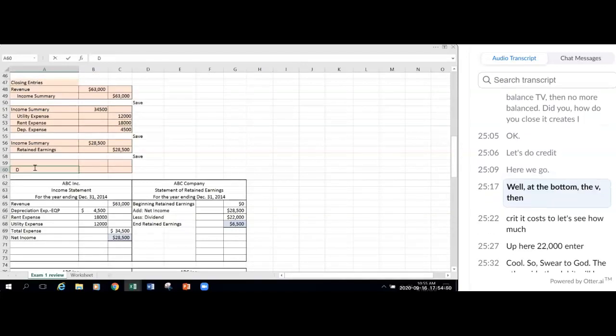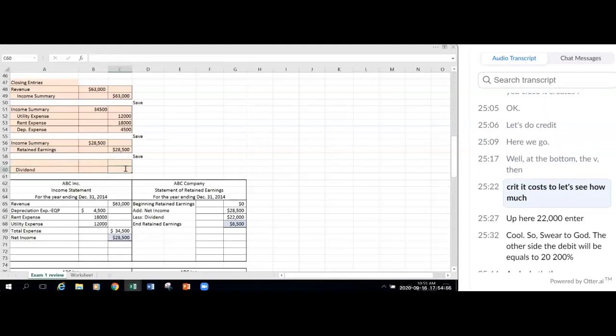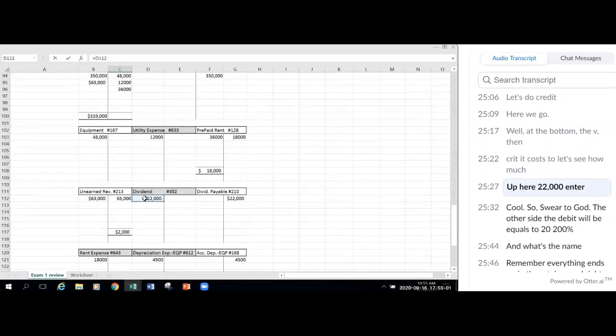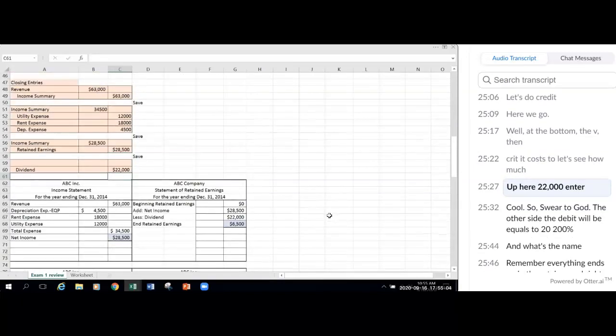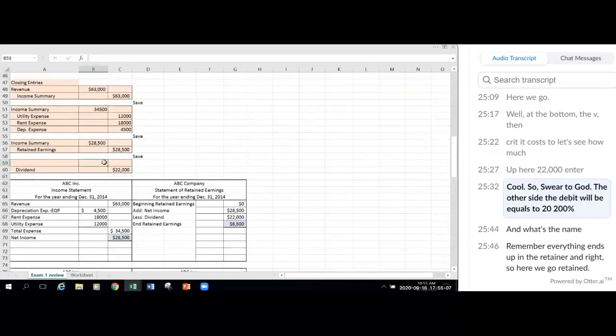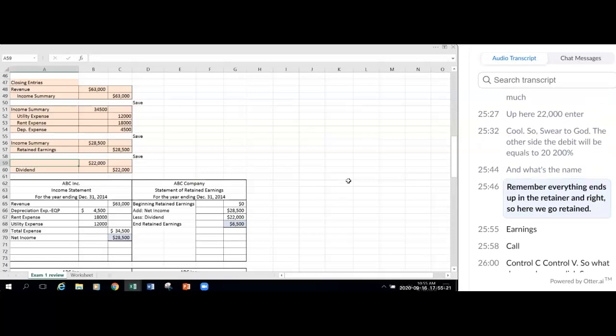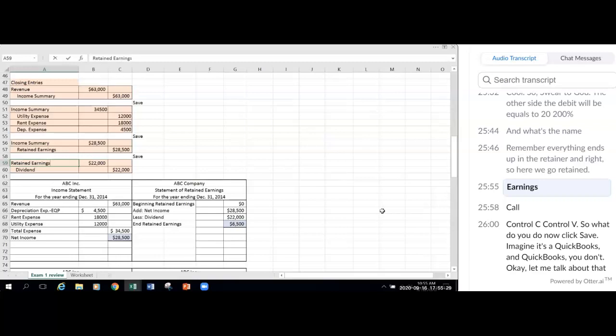Go at the bottom. Dividend credit equals to, let's see how much. Here, 22,000. Enter. Cool. So swear to God, the other side, the debit, will be equal to 22, 100%. And what's the name? Remember, everything ends up in the retained earning, right? So here we go. Retained earnings. Cool.